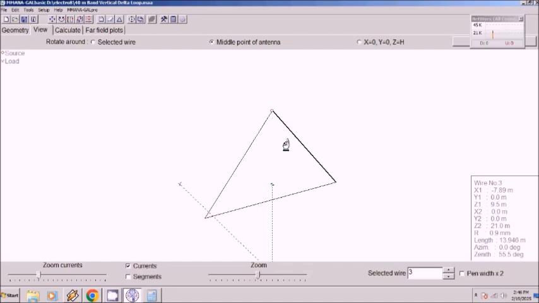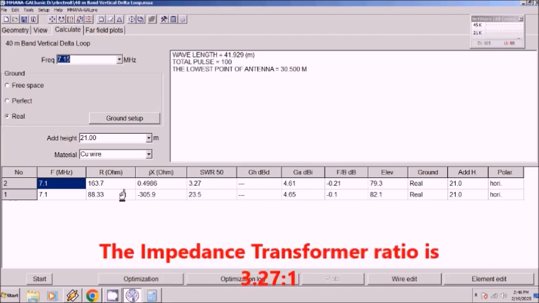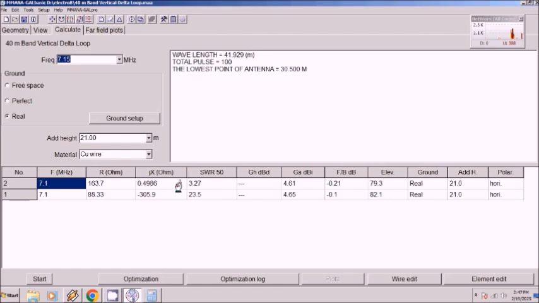So there is an unmatched condition here. How to make it match? We have to design and make what is called an impedance transformer with the ratio of 3.27 compared to 1 to transform this 163.7 to 50 ohm. The ratio of the transformer primary winding to secondary winding is 3.27 compared to 1.